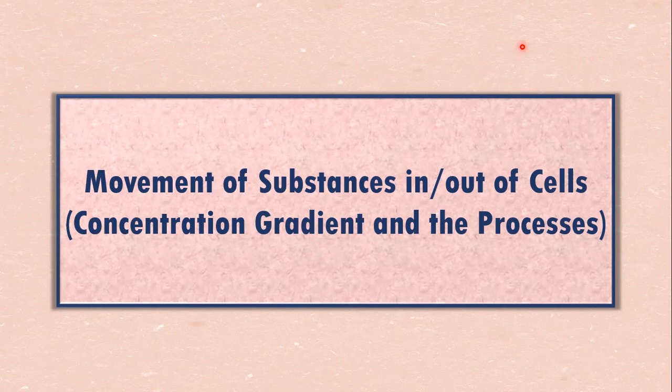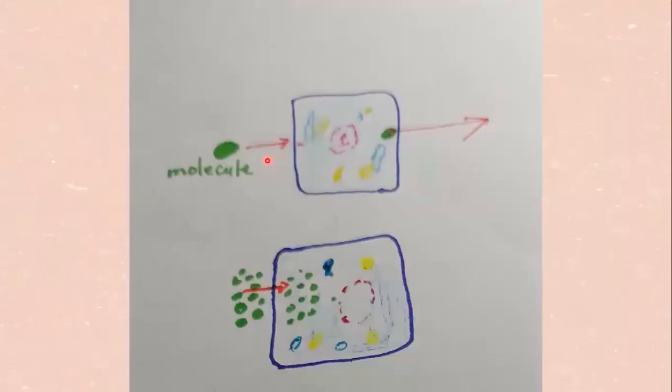Today we are still looking at movement of substances in and out of cells, and specifically concentration gradient and the processes. If we have a cell like this and a molecule that has to move into the cell, as we said, the molecule will have to have kinetic energy if it's moving.